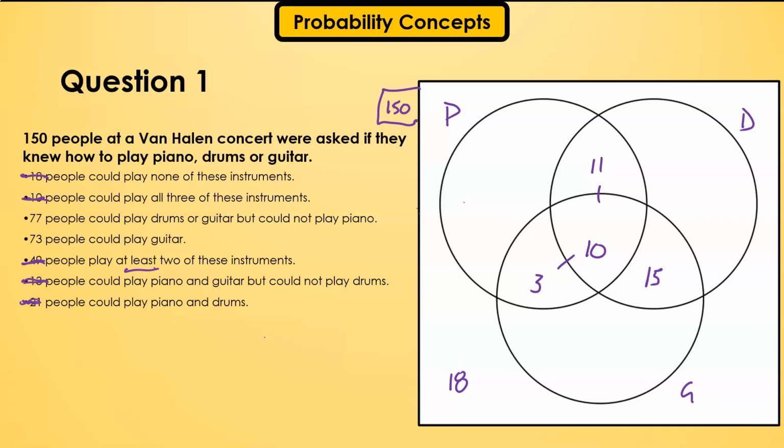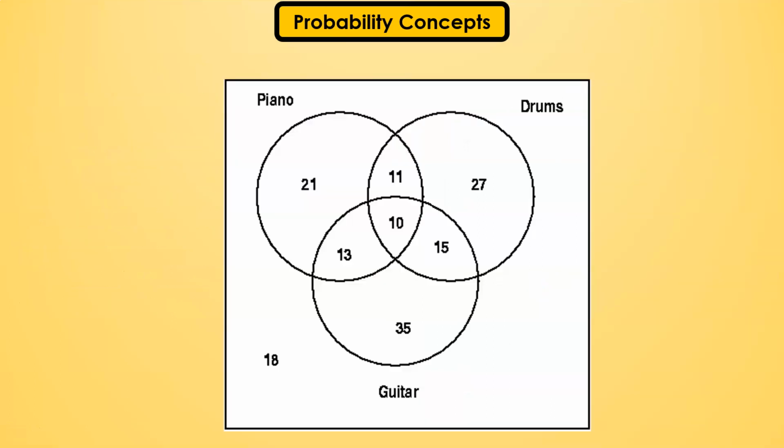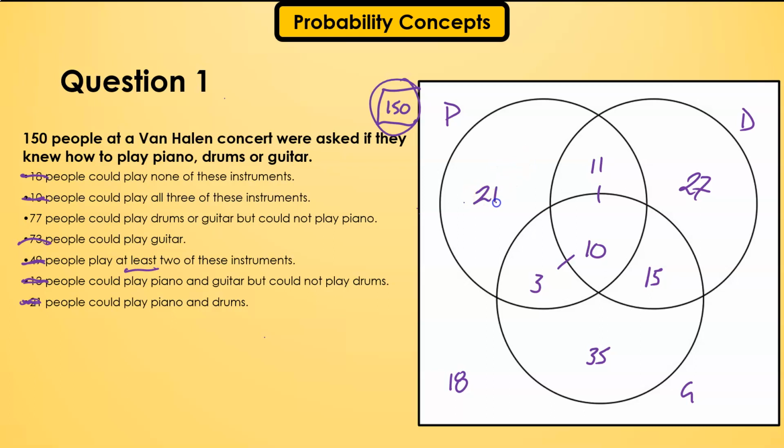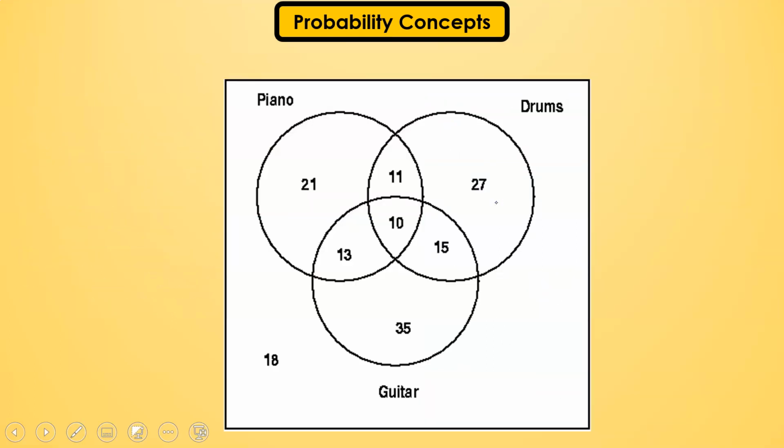So that leaves us with 2 clues left. So we know that 73 people could play the guitar. So that circle should add up to 73, which means 27. And then from the total, we know that that should all add up to 150, so we get 21. So that's how you work through the answer.